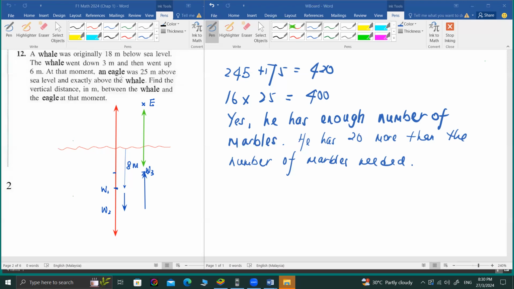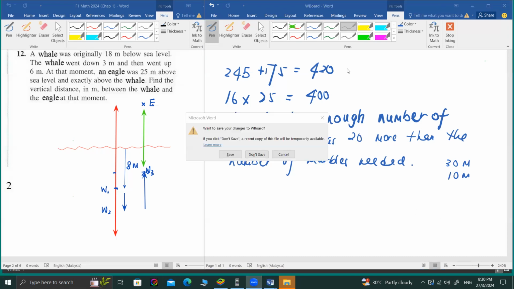子琪，你的 answer 是多少？Okay, one student gave me 30. Another student gave me 10. 还有吗？子琪，你的呢多少？34. Okay, another student, 34.